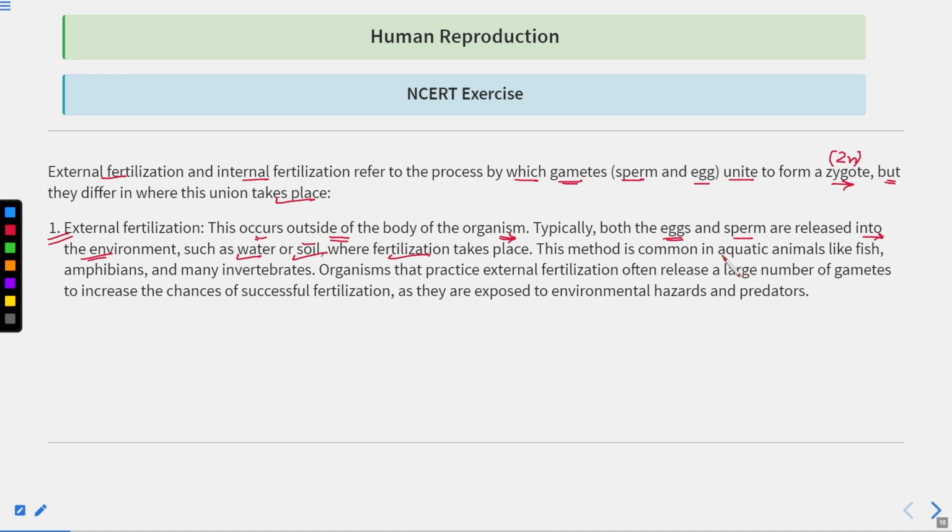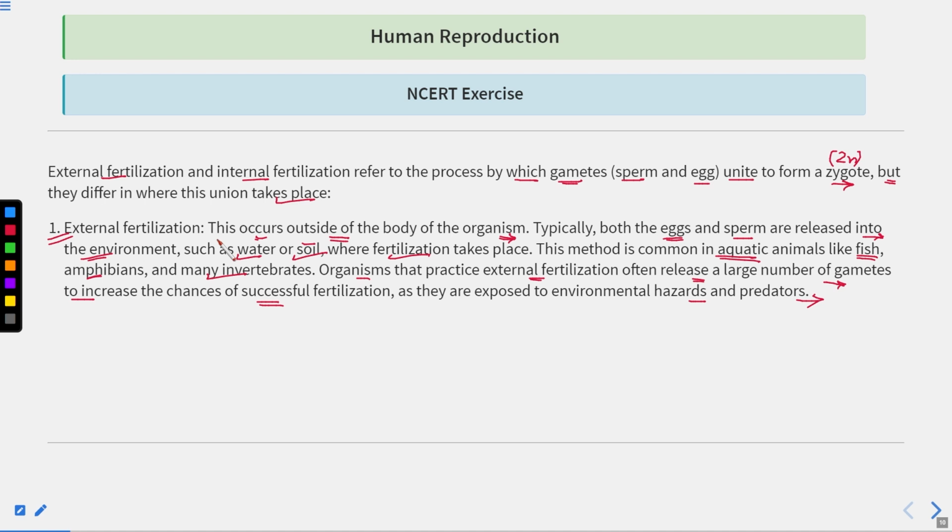Now this method is common in aquatic animals such as fishes, amphibians, and frog is an amphibian, and many invertebrates. Organisms that practice external fertilization often release a large number of gametes to increase the chances of successful fertilization, as they are exposed to environmental hazards as well as predators. Clear? So the gametes are released in the water or in the soil.